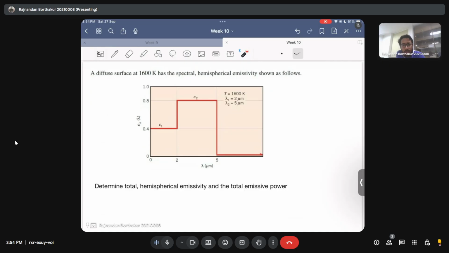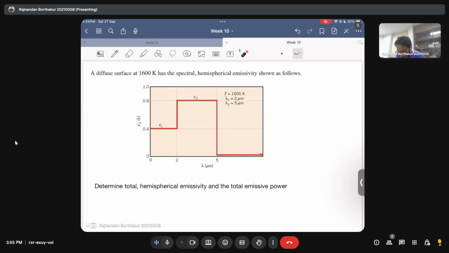And as you can see from your screen, it says a diffuse surface, first of all, it's a diffuse surface. So readily you can interpret that the emissions are not a function of direction. But it says that the diffuse surface at temperature 1600 Kelvin has the spectral hemispherical emissivity shown as follows. So you can interpret that it's a real surface, because its emissivity is not equal to 1. The spectral hemispherical emissivity, which we define as epsilon lambda, has the following variations.